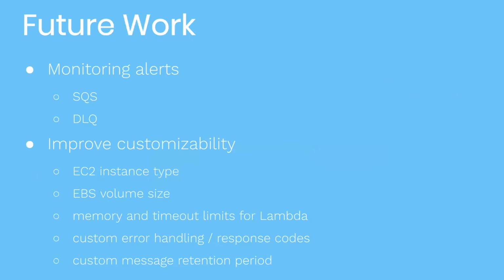Also, we would like to improve customizability here. While the user can currently customize any of the resources deployed with Nami via the AWS console, we'd like to add support to do that during deployment by passing in flags. And some of those details that we might want to customize are EC2 instance type, EBS volume size, memory configurations and timeout limits for Lambda, custom error handling and response codes, and custom message retention period, both for the main queue and the dead letter queue.